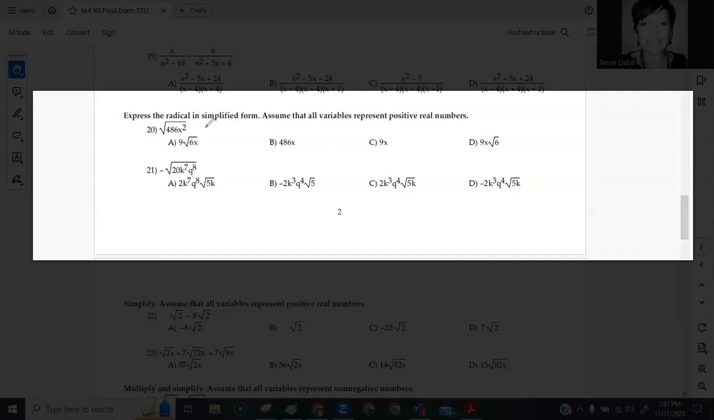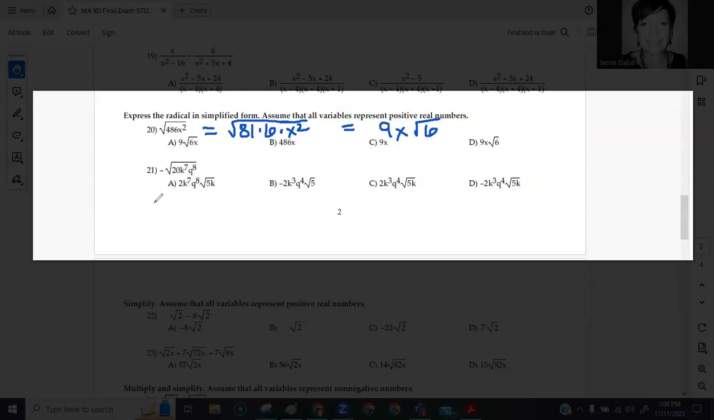And so if I was simplifying the 486, that is going to simplify to 81, because remember, I got to find a perfect square. So 81 times 6, and then I keep my positive. Always keep the positive. And then figure out what you can pull out. In this one, I can pull out a 9, which is the square root of 81. It looks like the 6 stays on the inside, and the square root of x squared is x, so that comes on the outside. 9x onto the square root of 6.